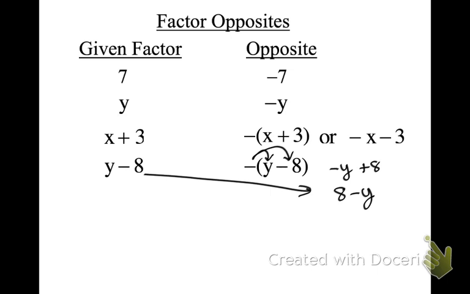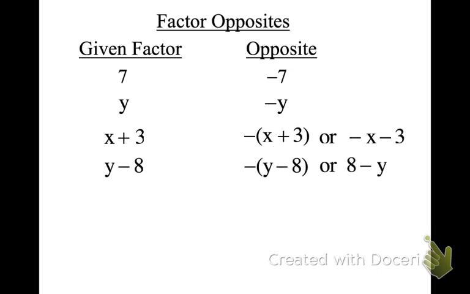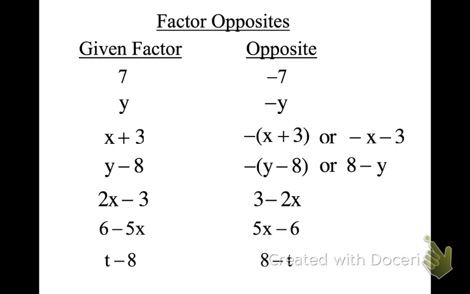Okay. So what would the opposite be of 2x minus 3? Everybody? 3 minus 2x. Okay. What's the opposite of 6 minus 5x? 5x minus 6. Okay, what's the opposite of t minus 8? 8 minus t.